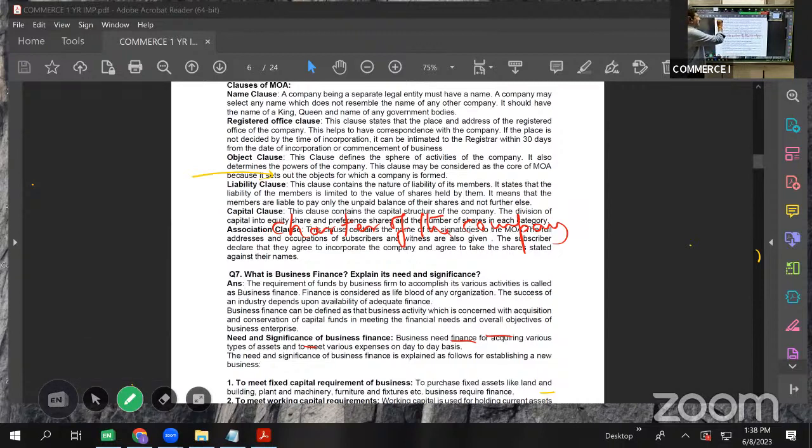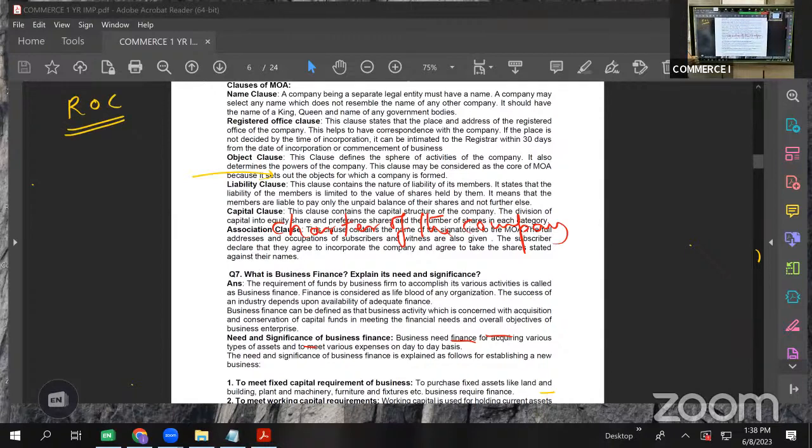So what is the first clause? It is the name clause. In the Memorandum of Association, the first clause is the name clause. Since a company is a separate legal entity, it has to have a name. That name will be selected by the promoters of the company. They will submit it to ROC and ROC will allot the name.